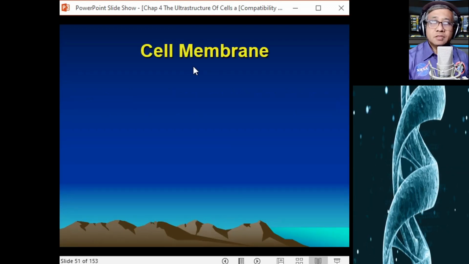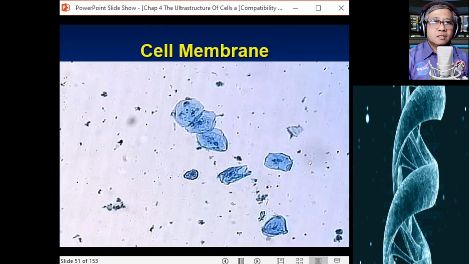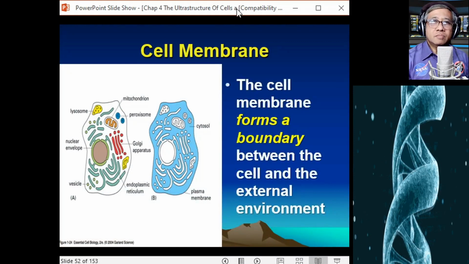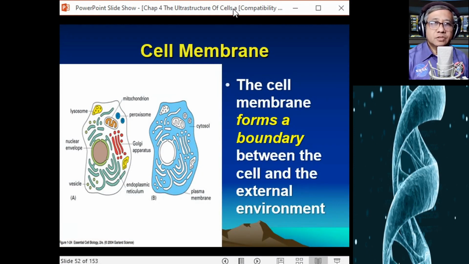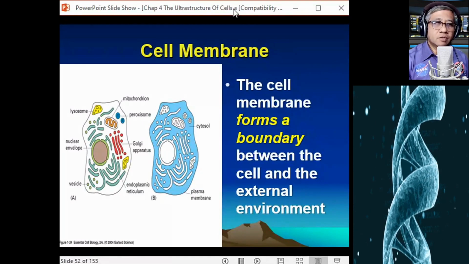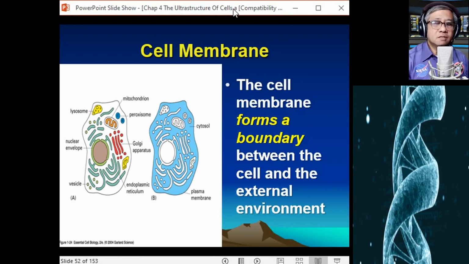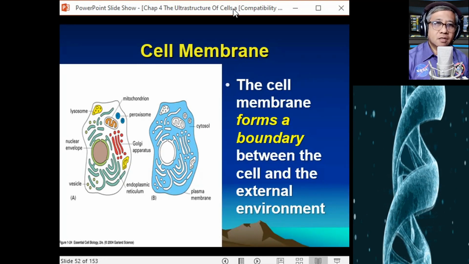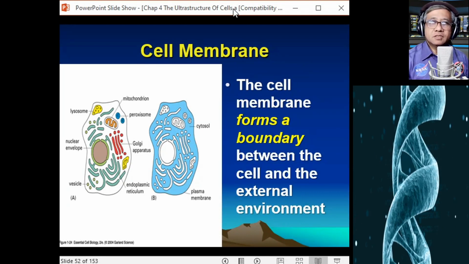Okay, so first we have the cell membrane. So let's have a quick review of the cell membrane. Now in terms of function, the cell membrane is said to be a boundary or a barrier. The cell membrane forms a boundary between the cell and the external environment. As a boundary, the cell membrane separates what is inside from what is outside of the cell.